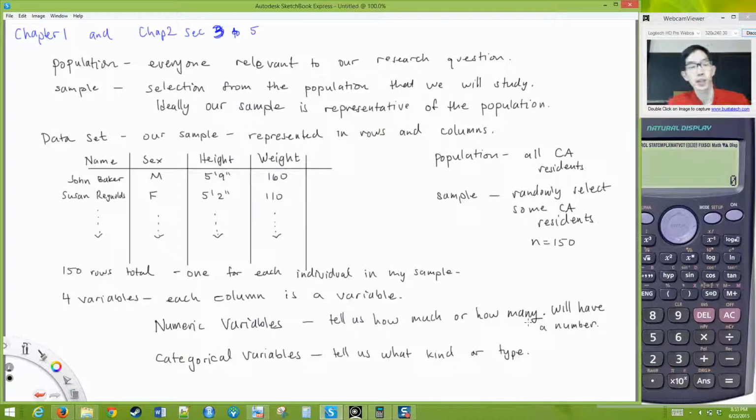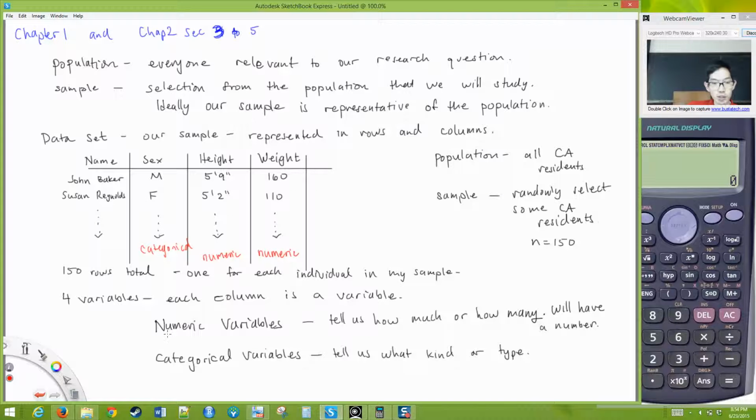So in our table, sex would be considered numeric or categorical? Categorical, right? That's very easy. All right, what about height? Height is numeric. And weight is numeric, okay?